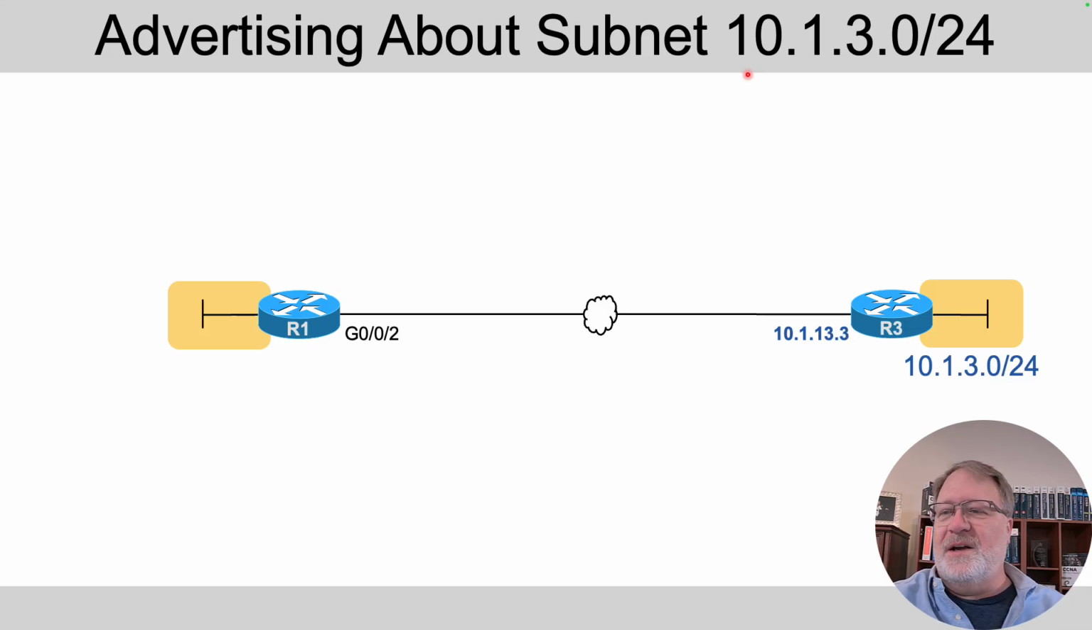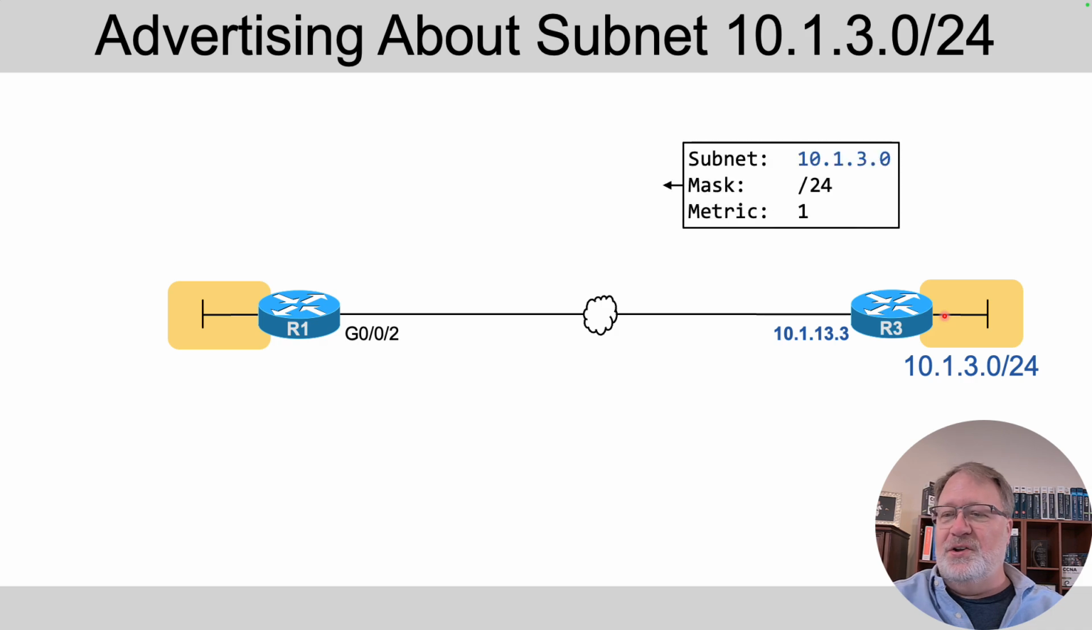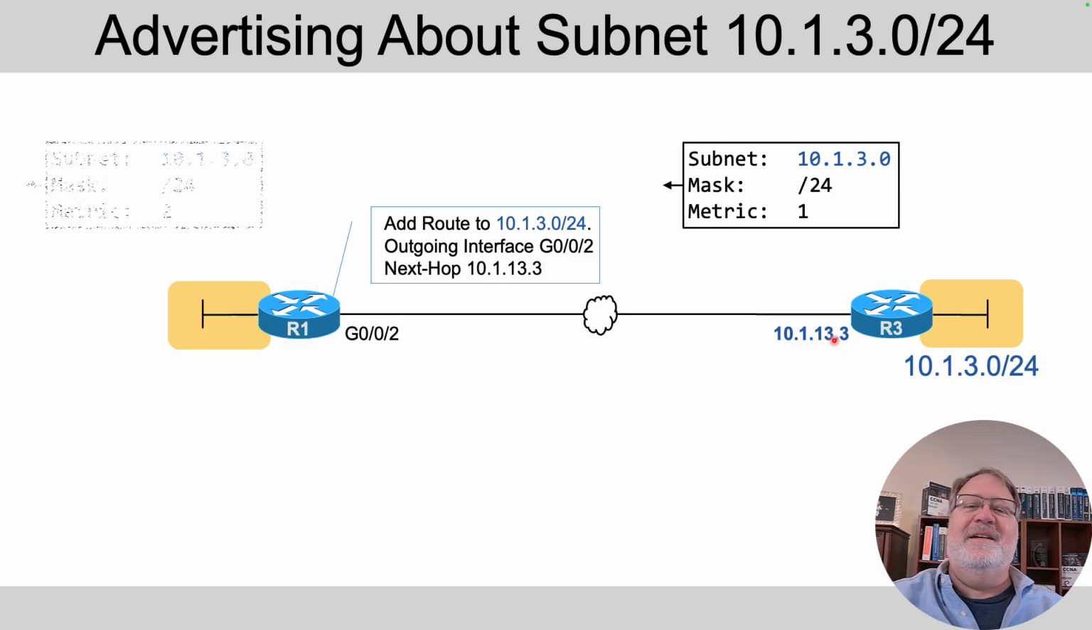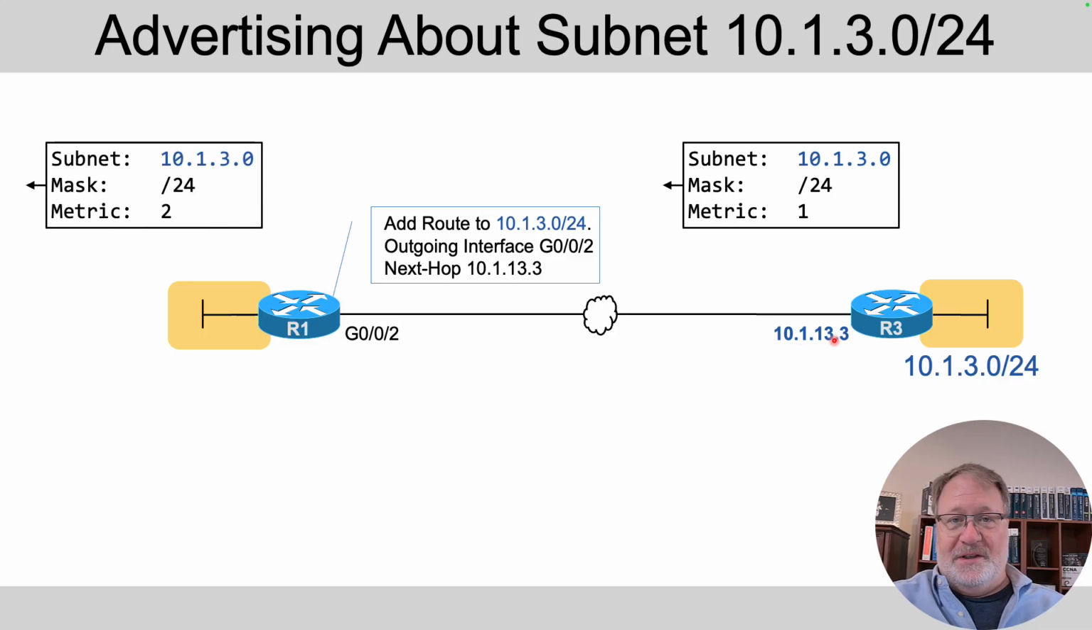And just to show you another example, here's subnet 10.1.3.0. Now we're showing router R3, but still it's R1 learning about subnet 3. So R3 knows about this subnet because it has an interface connected to it. That's a connected route. Then it uses a routing protocol to advertise a route to subnet 3 over to router R1. R1 adds a route to subnet 3 with outgoing interface Gig 0/0/2 to next hop address 10.1.13.3 and advertises that route to its neighbor.